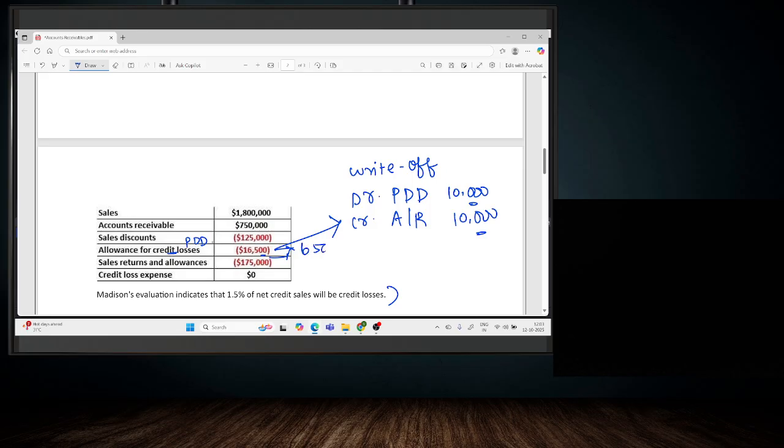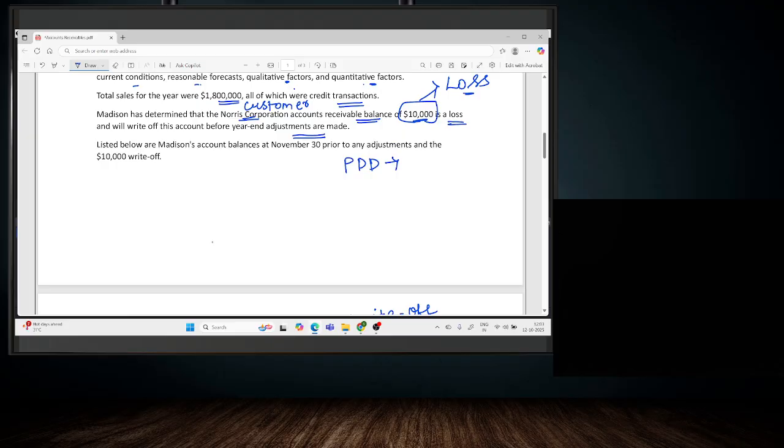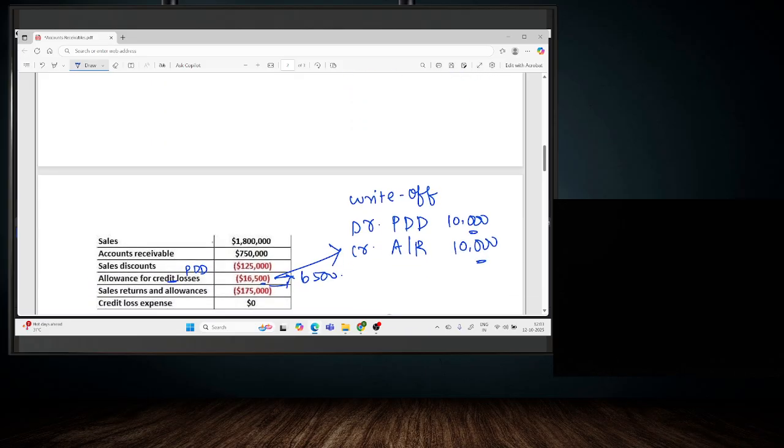Remaining you have is 6,500. Now what they are saying is this write-off is done before year-end adjustments, which means before increasing the value of the provision for doubtful debts. This write-off is done before increasing the value of the provision for doubtful debts.